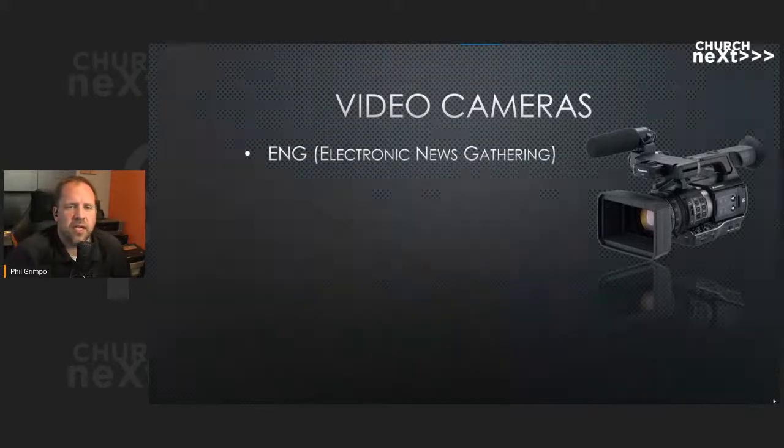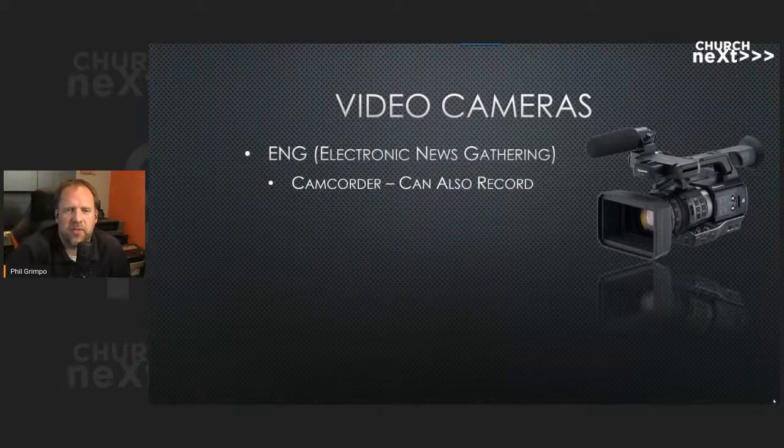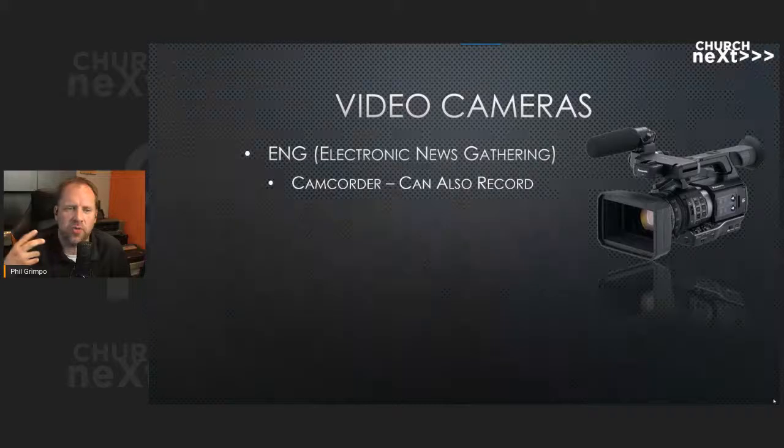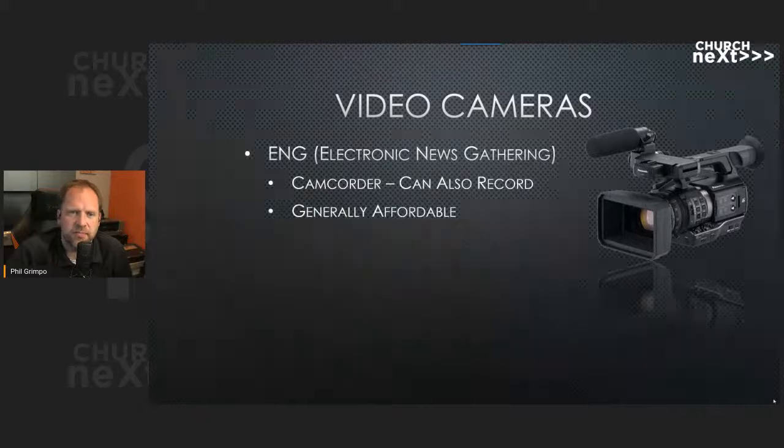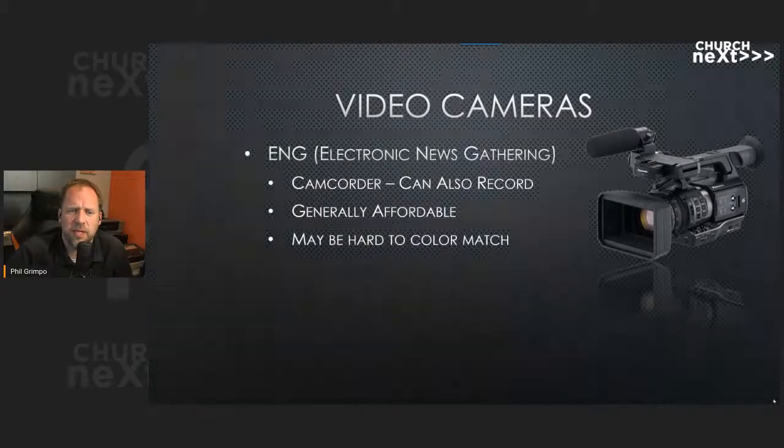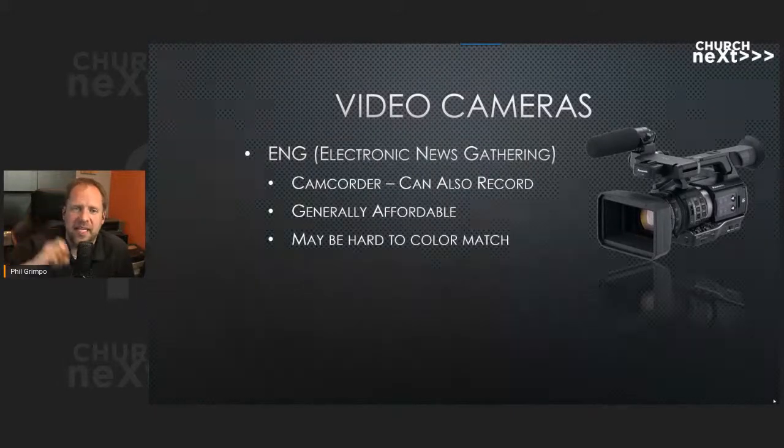Okay, so now we're going to look at ENG cameras, which stands for electronic news gathering cameras. And these are typically a camcorder. They typically will also record. They're meant for going over your shoulder and going out and shooting video for news. They're generally affordable, but they may be hard to color match. They may not have as much control in a camera like this as you're going to have in a studio camera. And we'll talk about control in a little bit, but you may not be able to dig into this camera as much as a full studio camera.